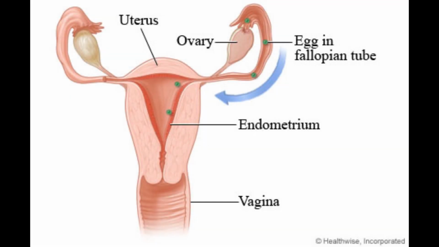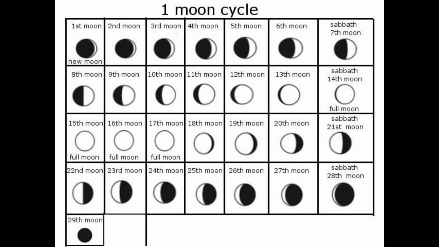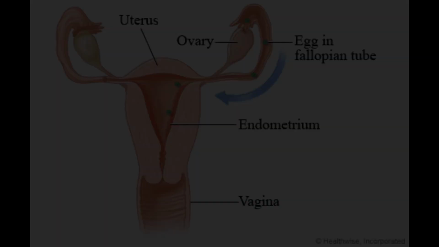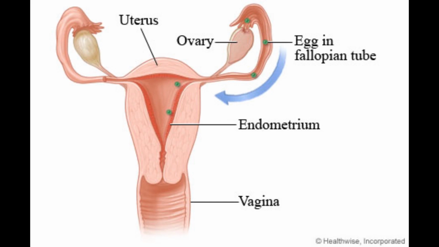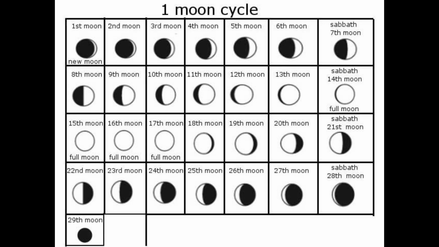Now, estrogen makes the lining of the uterus grow and thicken. And at about the 14th day, which would be on the moon cycle, a full moon, the egg leaves the ovary, which process is called ovulation. Now, from about the 14th to the 25th day, and during this time on the moon, the dark side of the moon increases while the light side of the moon starts to decrease, as it closes out the month.